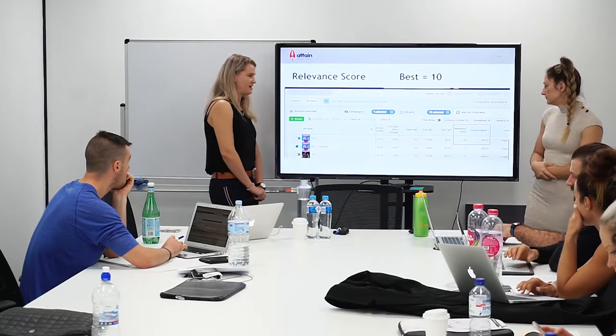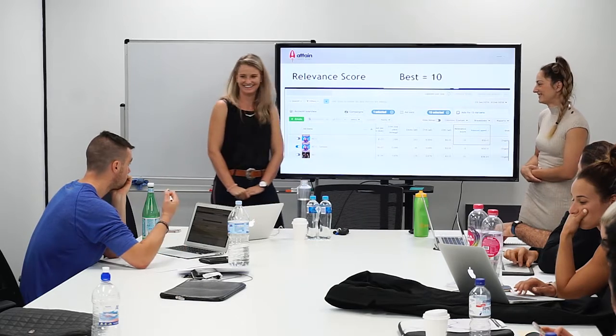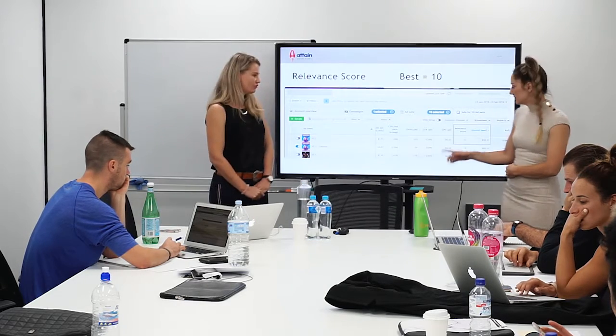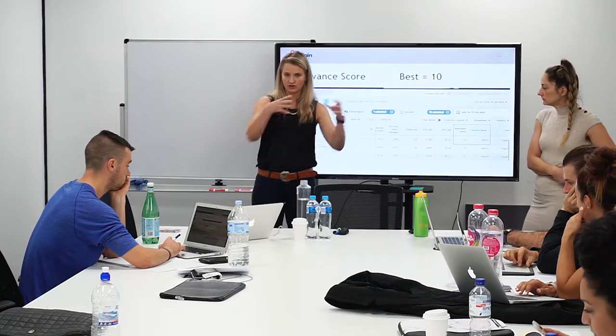Relevance score. Best is 10. Hello, 10. And what does that mean? So the relevance score is made up of how the audience is responding to your ad, so how relevant it is to the people it's being shown to. And they took away the positive and negative feedback columns. So this would indicate if you're getting lots of negative feedback on your ad, that would decrease your relevance score.